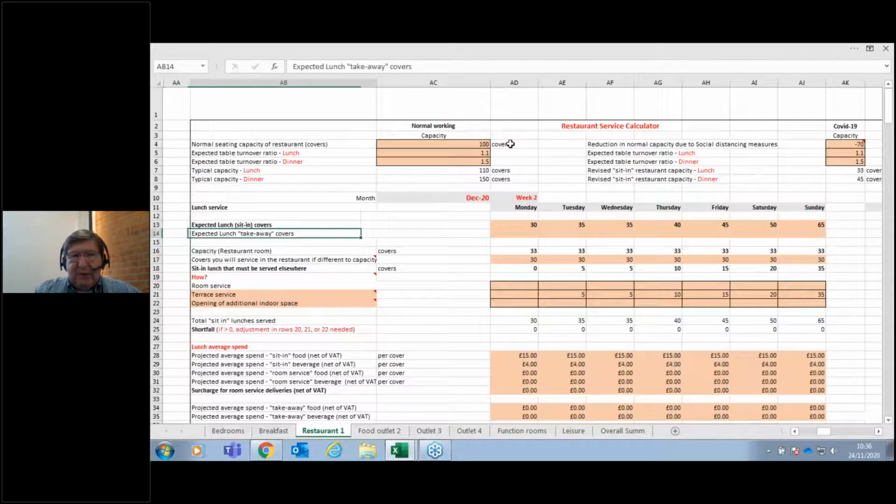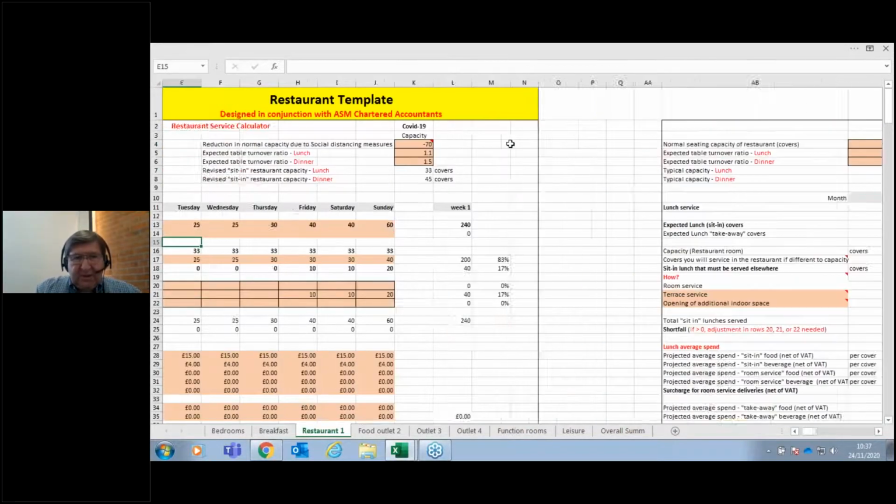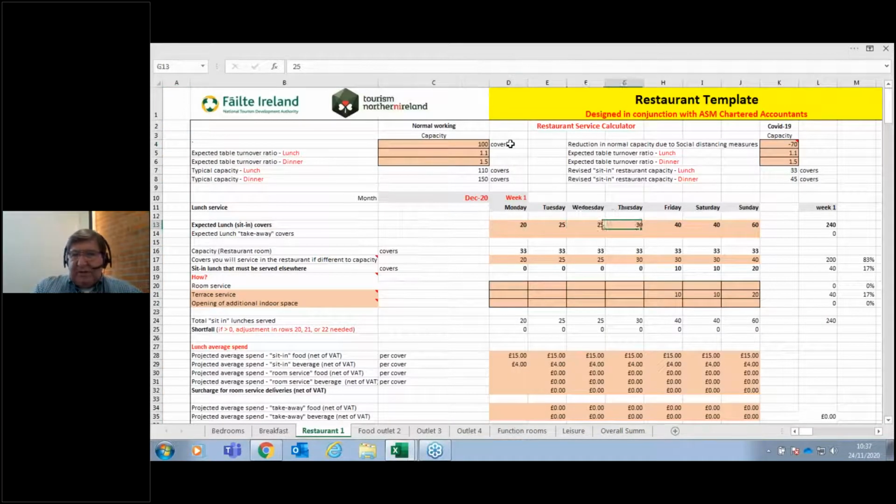And what we need to tell the model here is the expected number of sit-in covers for lunch. And this is, well, let's look at week 1. The expected number of covers for lunch here sitting in, if you offer a takeaway service, then you would put them in there, for example. And again, where you're going to service them, there's the main dining room. And if we have to serve them somewhere else, how are we going to do that? In this case, we're offering room service again, we're offering a terrace service, and we can open additional indoor space. But again, you can name those over here.